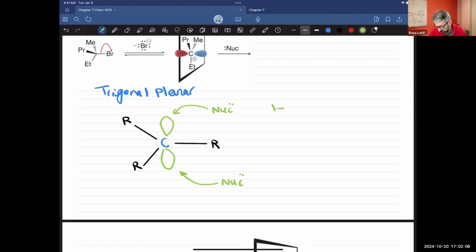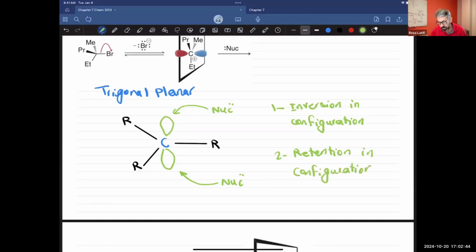The first possibility, we will have inversion in configuration. And the second one, we will have retention in configuration. Okay, and I'm going to try to practice those two.